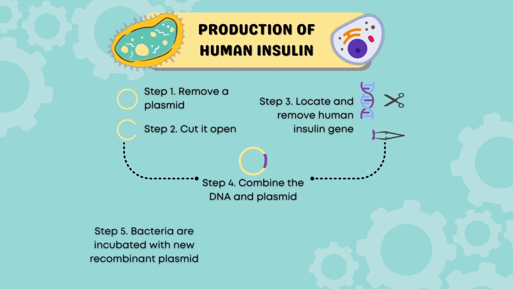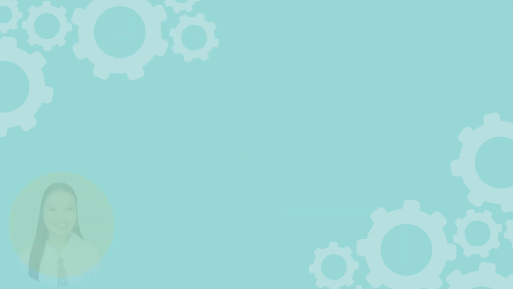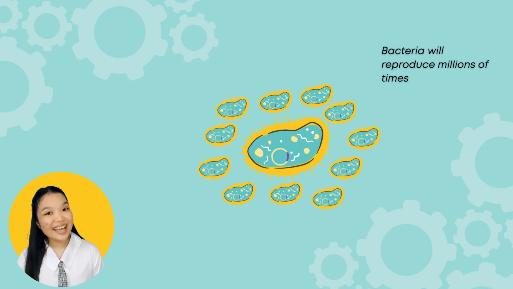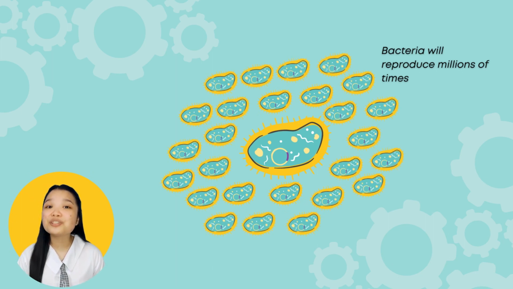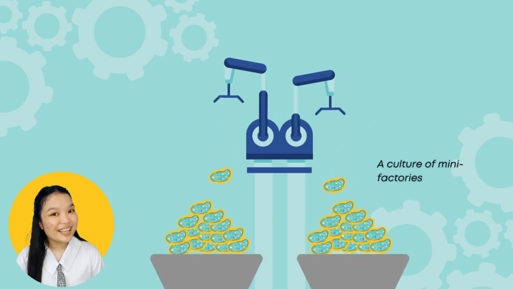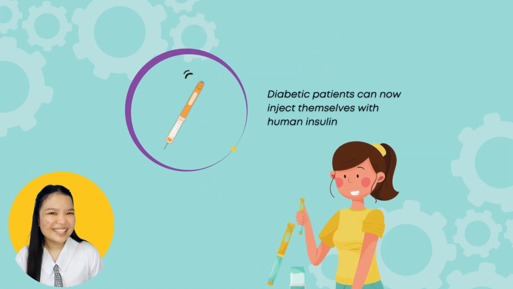Step 5. The bacteria are incubated with a new recombinant plasmid. The bacteria will then take up that plasmid and start to produce the insulin. Once completed, the bacteria will reproduce millions of times, passing on that gene to all subsequent bacteria as it reproduces asexually. They have now become a culture of many factories, all producing human insulin. The insulin is then extracted, purified, and packaged. A population of diabetic patients can now inject themselves with human insulin, and that is how genetic engineering works.